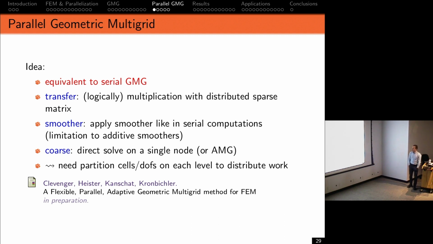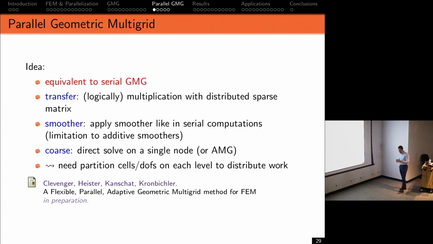Logically, the transfer is like a multiplication with a rectangular matrix. So I have my solution vector on one level, I have it on the next level, multiply by a rectangular matrix, and that gives me a transfer, or in the transpose of that, the transfer in the other direction. I can do that in parallel. Okay, that's easy. Smoothers, well, I can do the same thing I do in serial, provided they're additive smoothers.